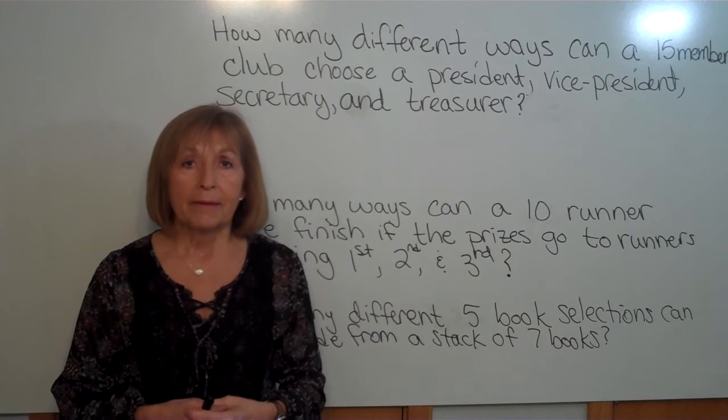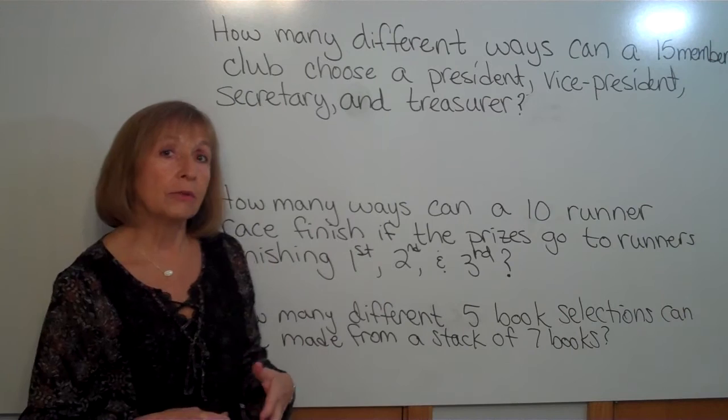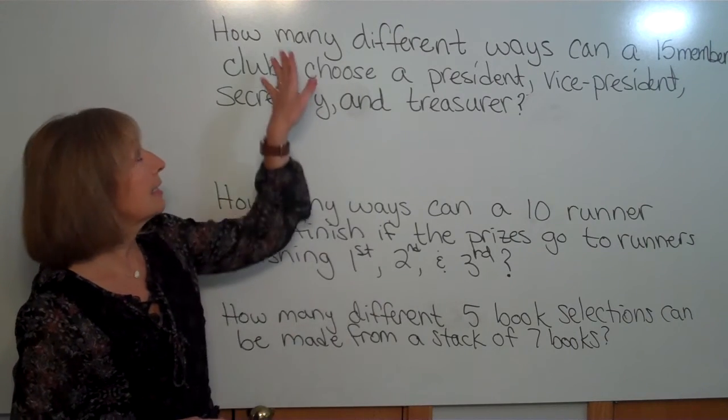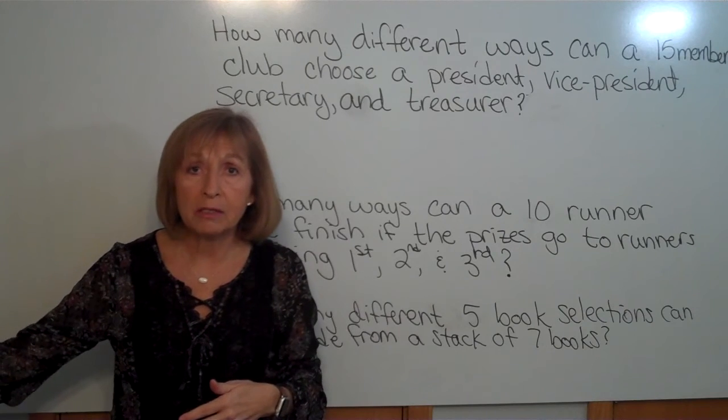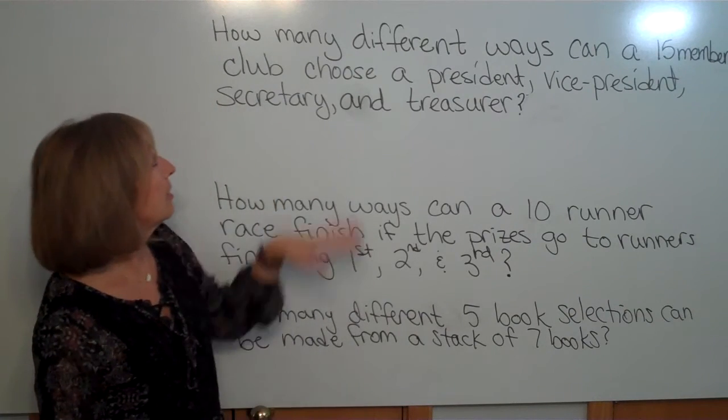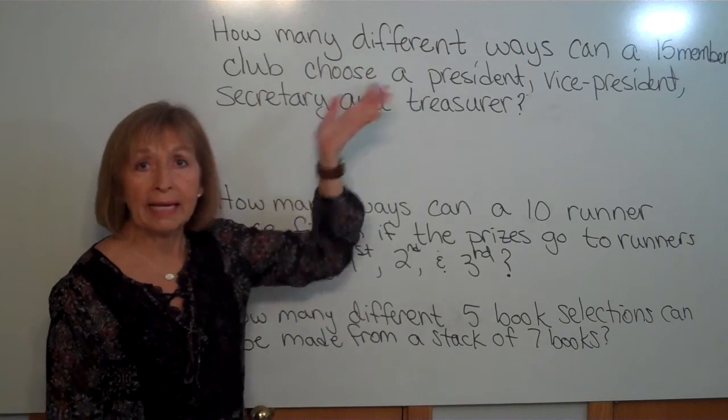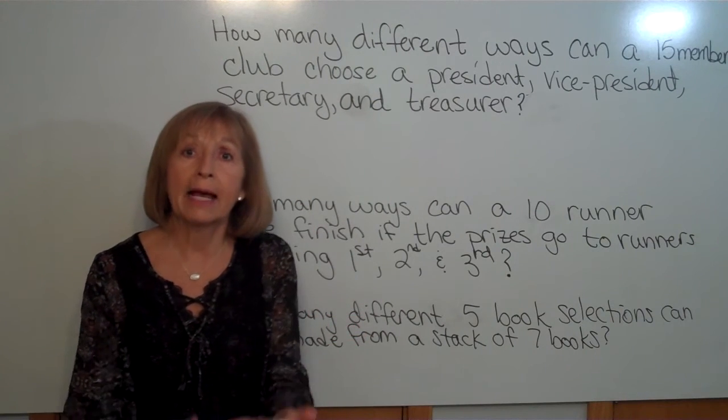So here, what you look for in the question, it says how many different. See, if it wanted the probability, it would say, what's the probability that? But here it says, how many different ways can something happen? It's a counting question.